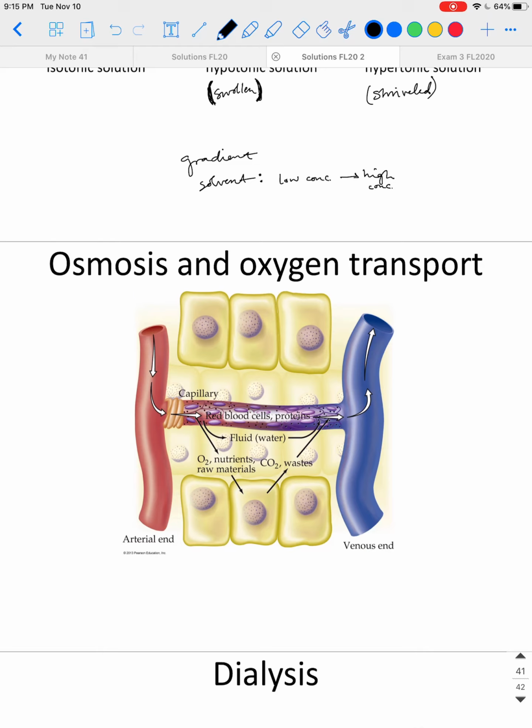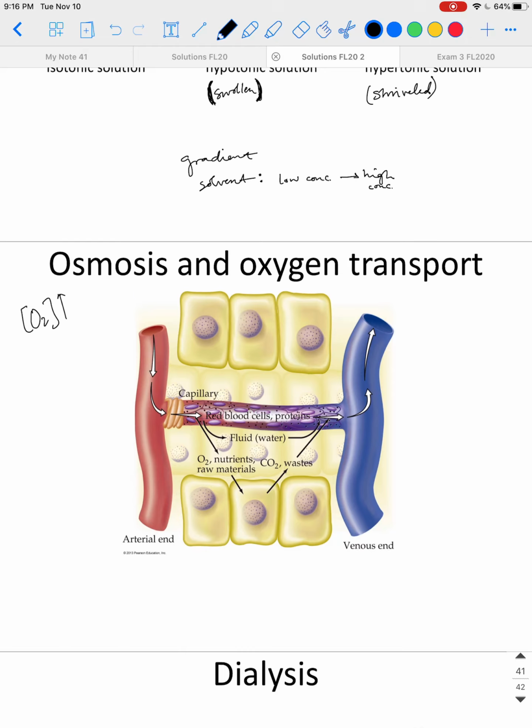Okay, last topic on osmosis. How does osmosis relate to oxygen transport? Well, this is how oxygen transport happens. So we know that we breathe in oxygen, and that oxygen goes straight to our blood. So we have this highly oxygenated blood, which is represented on the left side of the picture.